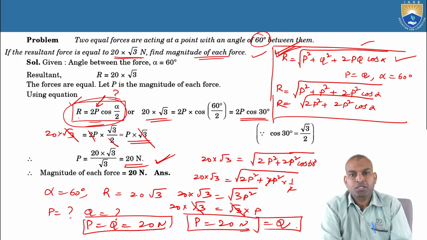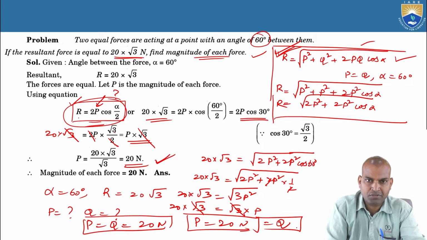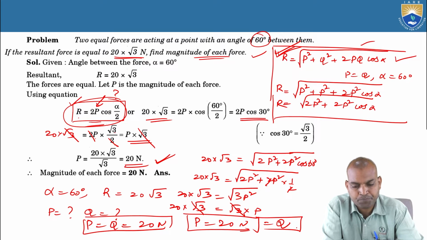So the main thing is that there is no need to memorize so many expressions. We have to remember the main source expression, R equal to the square root of P square plus Q square plus 2PQ cos alpha. Okay.